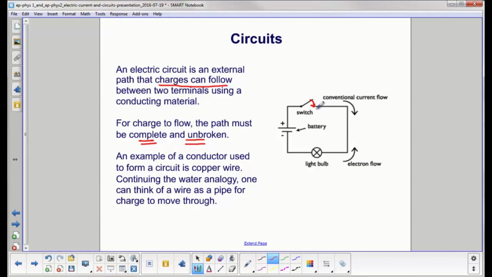One more time on the definition, conventional current flow leaves the positive terminal and goes this way in a clockwise direction, when in reality what's happening are the electrons are moving counterclockwise. This is a pretty standard symbol for a light bulb. This is a symbol for a battery. The longer horizontal line is the positive end of the battery. A great example of a conductor is copper wire. And if we want to continue the water analogy, you can think of this wire as a pipe for water to move through. In other words, for the copper wire, electrons are moving through. If you have a water system, water is moving through the copper pipe.